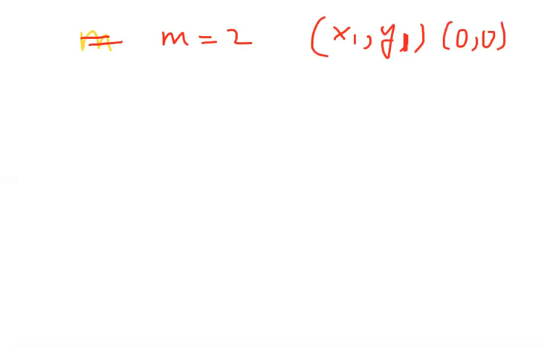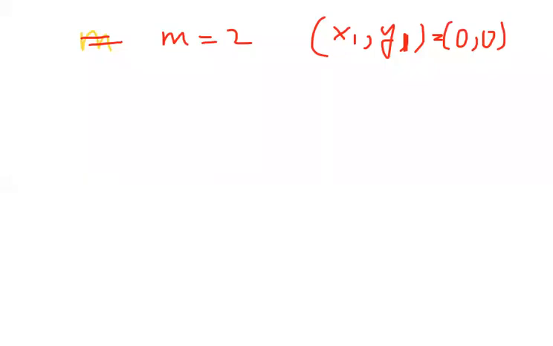See, we have been given a particular condition. A line has slope 2, and it is passing through the origin, meaning (x1, y1) is the origin, that is (0, 0). So the line has slope 2 and passes through the origin, (0, 0).